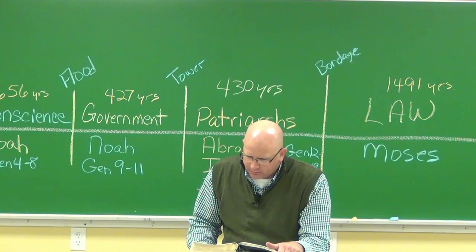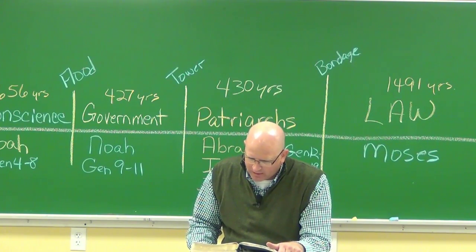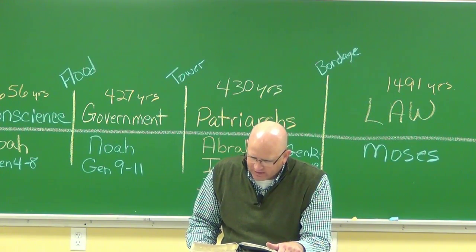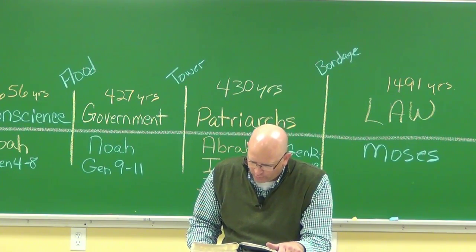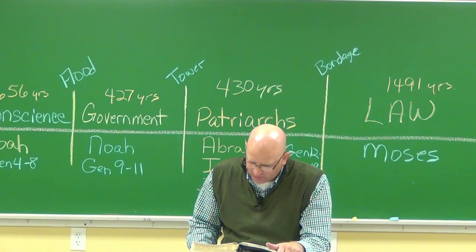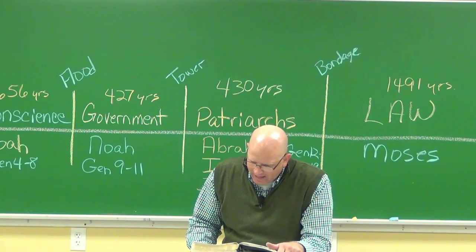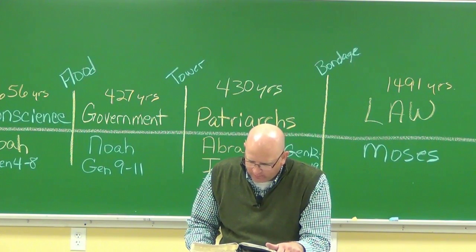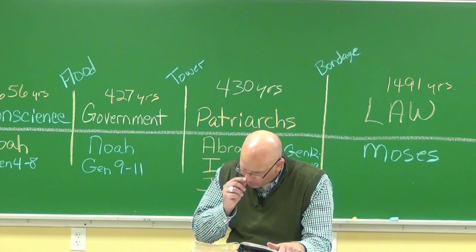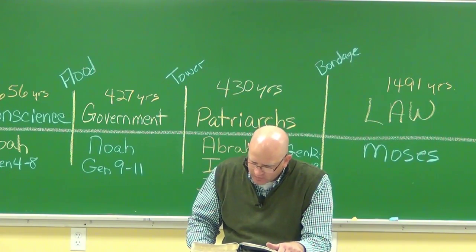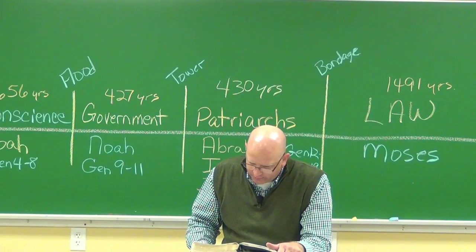They said, go, let us build a city and a tower whose top may reach unto heaven. Let us make us a name, lest we be scattered abroad upon the face of the whole earth. Now watch, verse 5. And the Lord came down to see the city and the tower which the children of men builded. And the Lord said, behold, the people is one. They all have one language, and this they begin to do. And nothing will be restrained from them which they have imagined to do.